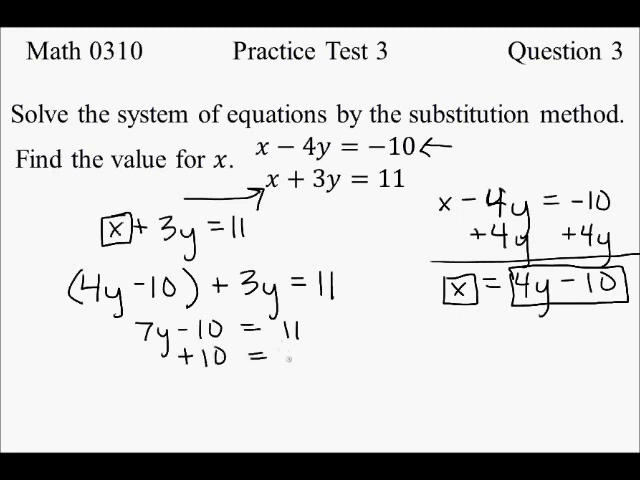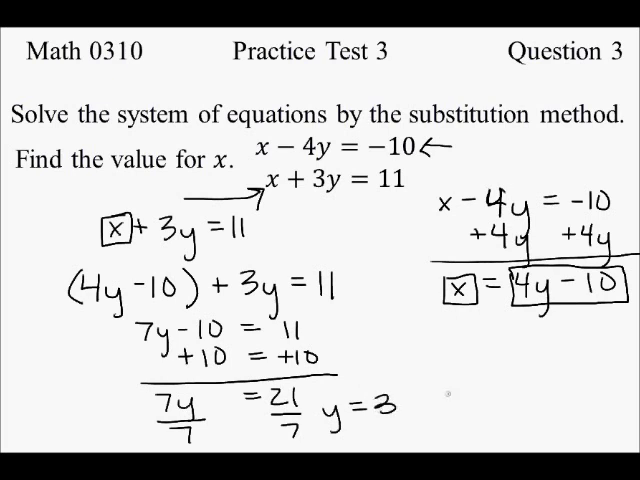So we're going to add 10 to both sides, and we get that 7y equals 21. And if we divide both sides by 7, then we should get that y is equal to 21 divided by 7, which is 3. Okay, so we have an answer for y. And now, since we have our answer for y, we can use our answer to get the other answer. So if y is 3, then going back to this equation here, which is already solved for x, I think this is the easiest one to use.